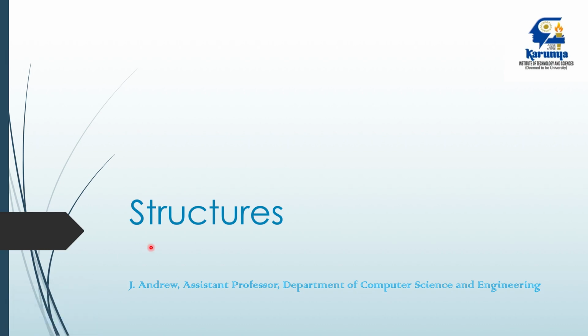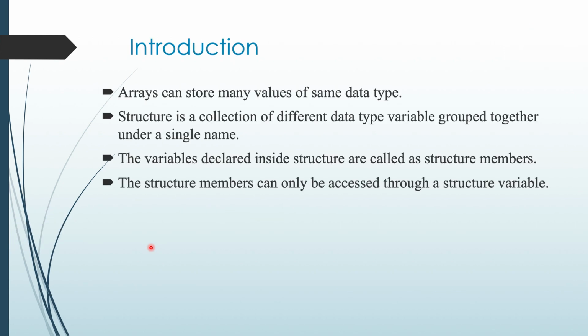So, so far we have discussed about arrays. Array is a collection of similar data type variables. So we can specify the size of the array and a collection of variables will be created. In this video, I'm going to discuss about structures, which is one of the important things in your C programming, where structure is a collection of different data type variables grouped under a common name.